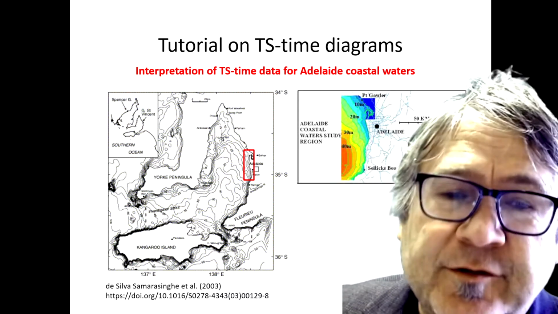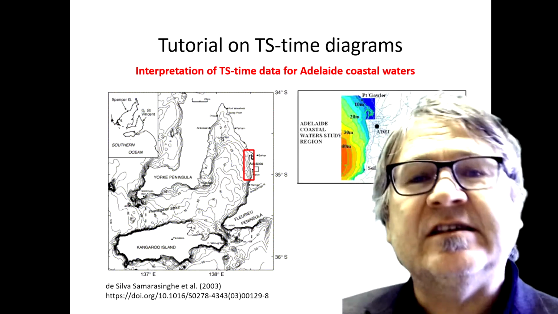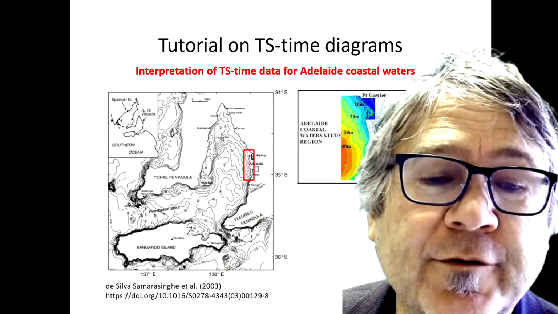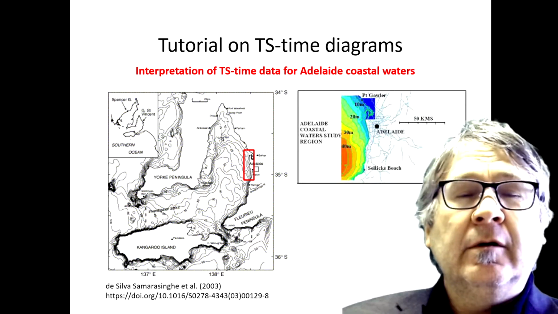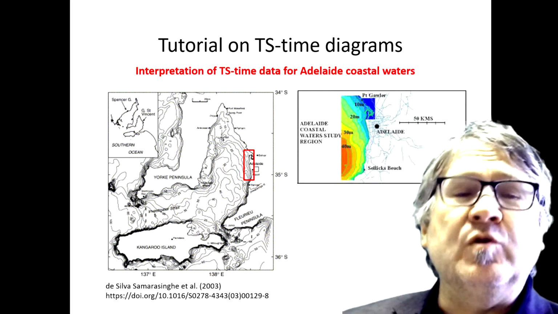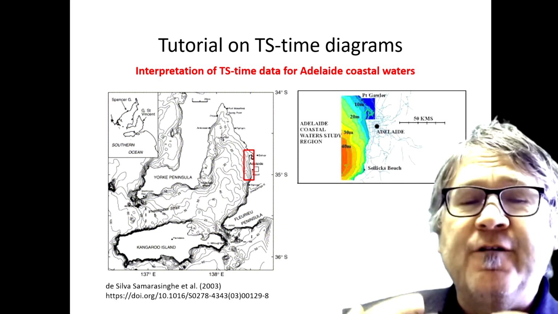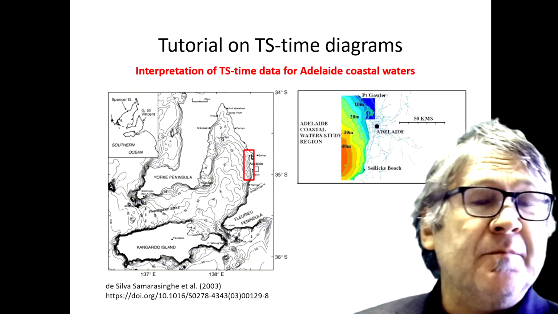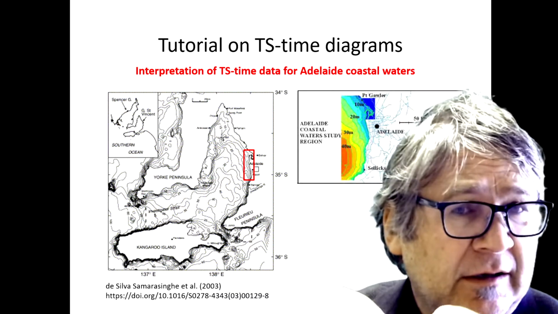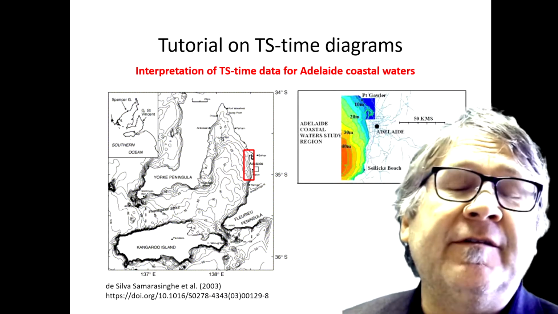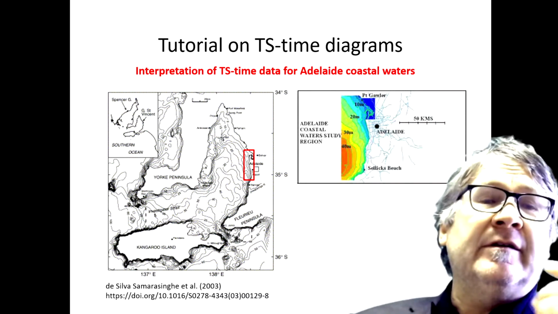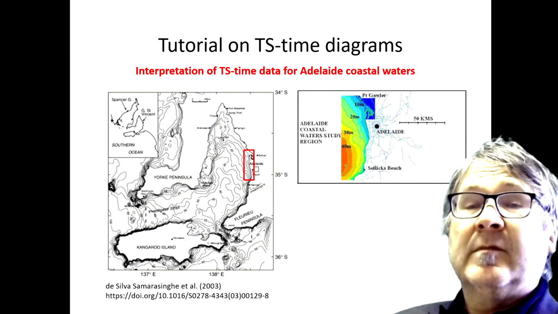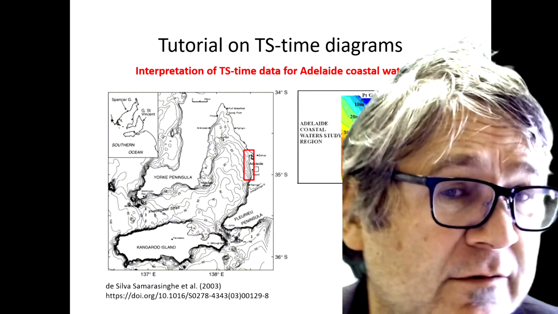In this tutorial, I'll be talking about temperature salinity variation in Adelaide coastal waters. So you get the task to work out variations in environmental conditions. Temperature and salinity are two key properties determining the environmental conditions in a region. So what is the temperature in winter?